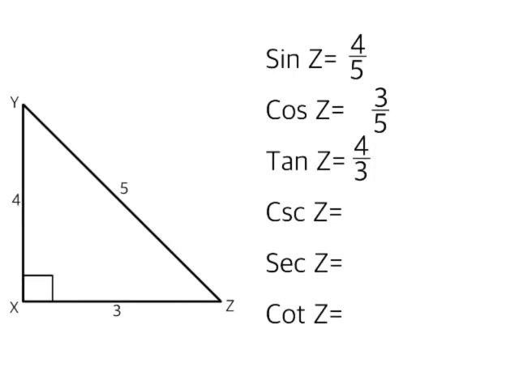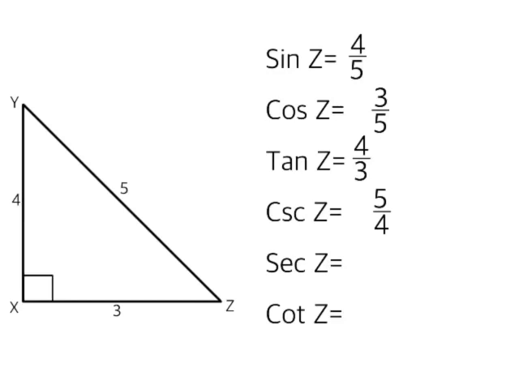From here, it's pretty easy to figure out the cosecant, secant, and cotangent of z, since they are the reciprocals of sine, cosine, and tangent. You just need to switch the numerators and denominator. The cosecant of z is the reciprocal of sine of z. So the cosecant of z is 5 over 4, since the cosecant is the ratio of the hypotenuse divided by the opposite side.